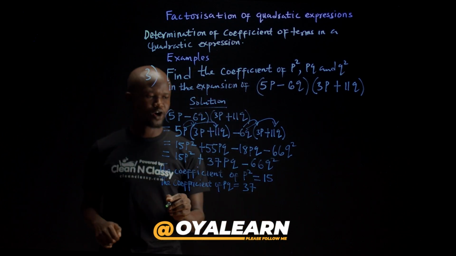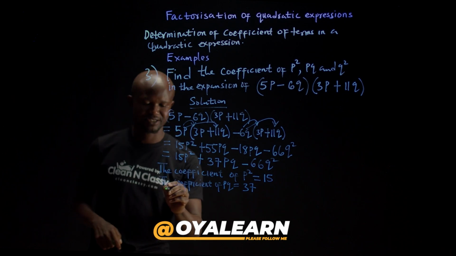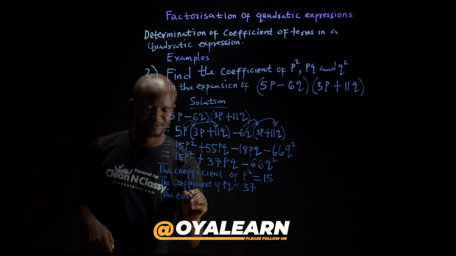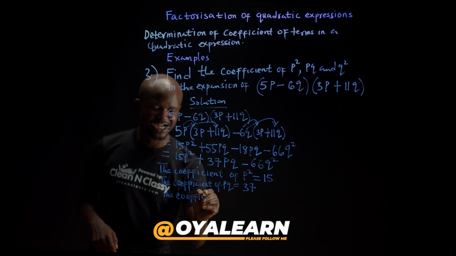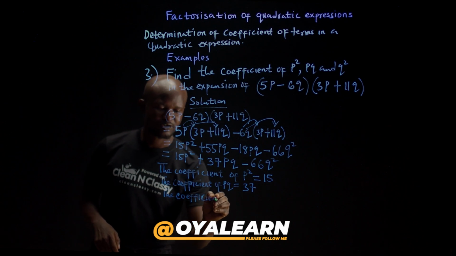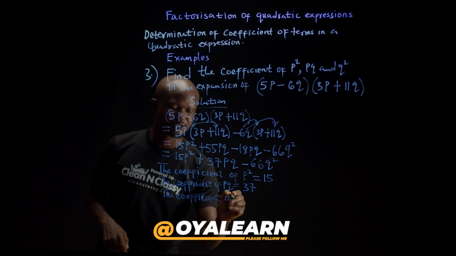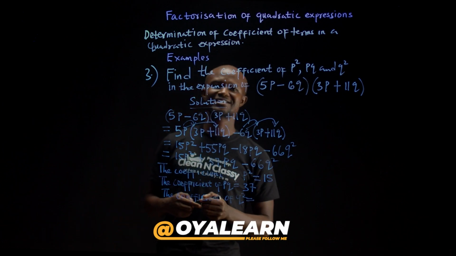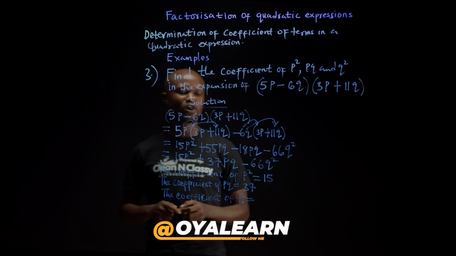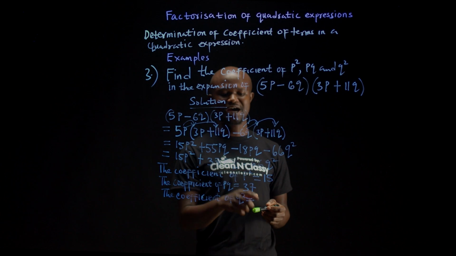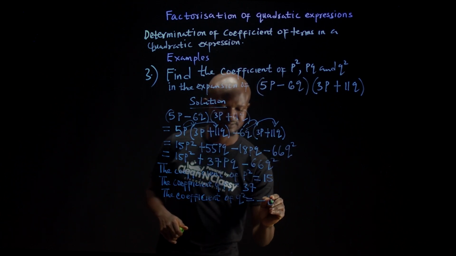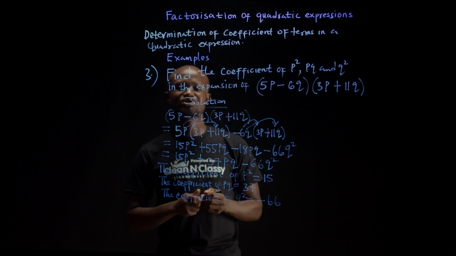And now, we also need to find the coefficient of q squared. That is the number in front of q squared. And what is that? Minus 66. That is the solution to the problem.